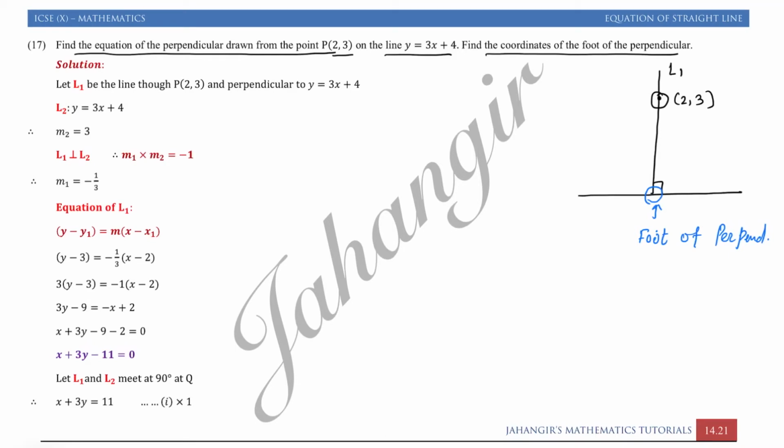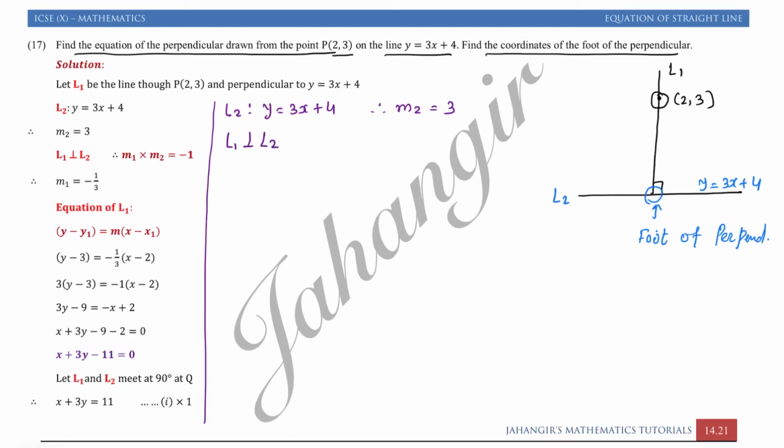This line is L2 whose equation is y is equal to 3x plus 4. So what we will do, we will find the equation of L1. Equation of L2 is given. We can just solve it simultaneously to get the coordinate of the foot of perpendicular. L2 has equation y is equal to 3x plus 4, so therefore M2 is equal to 3. Now L1 is perpendicular to L2, so therefore M1 is equal to minus 1 by 3.